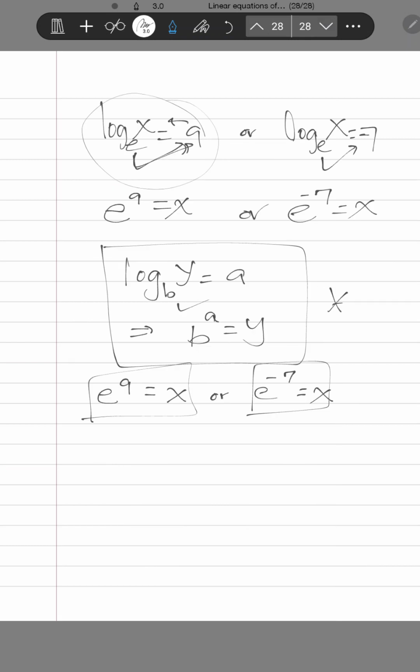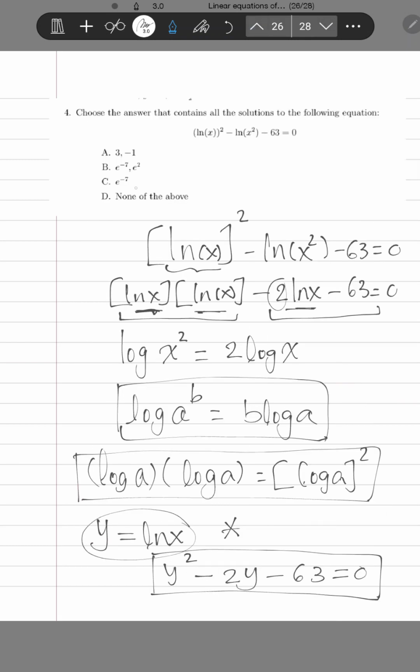These are the two solution sets, and when we go back to the original question, yes, we have e to the power of minus 7 as a choice, but we don't have e to the power of 9. So the correct answer is going to be D, because the answer is e to the power of 9 or e to the power of minus 7.